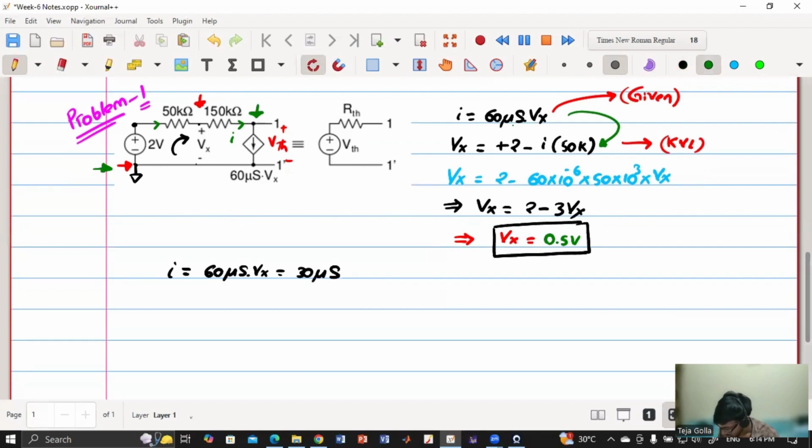So now my VTH can be written as VTH is equal to plus 2, then decrement 50 kilo ohm into I, and again minus 150 kilo ohm into I. Agree, everyone? Any doubts or any confusion?